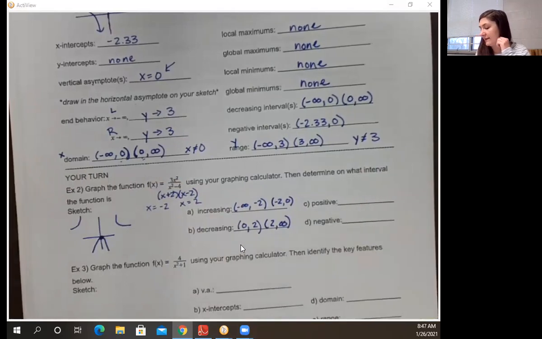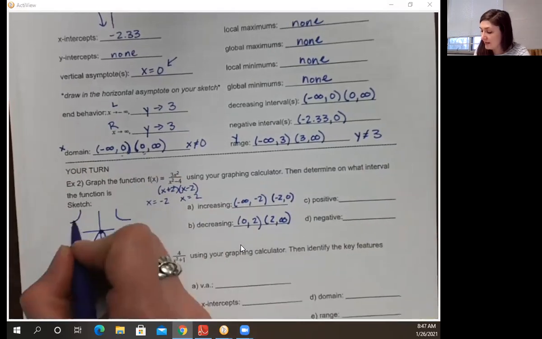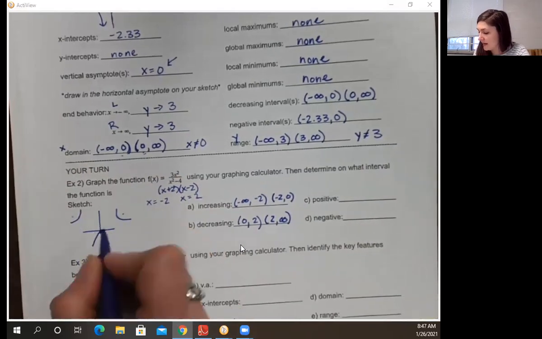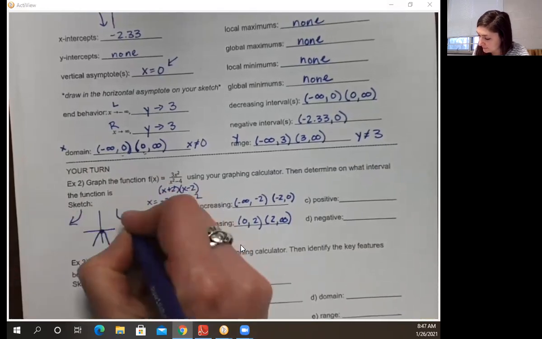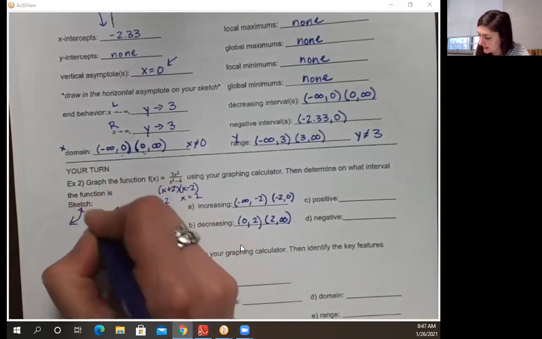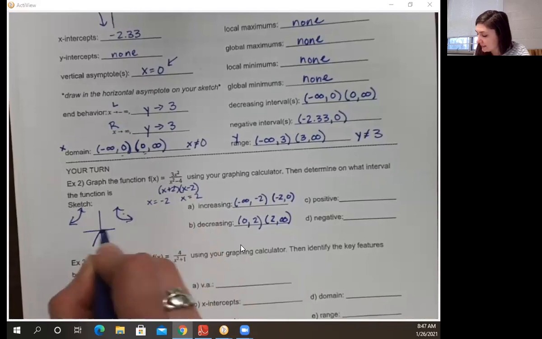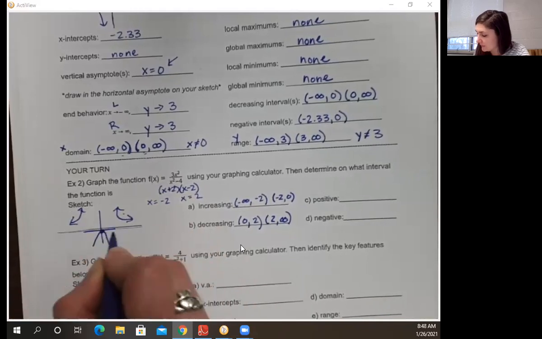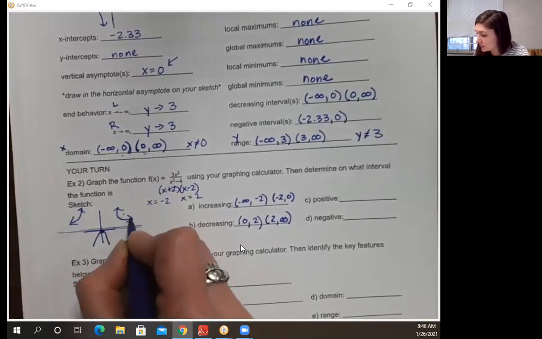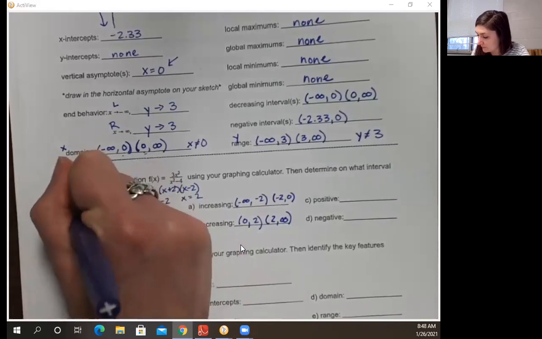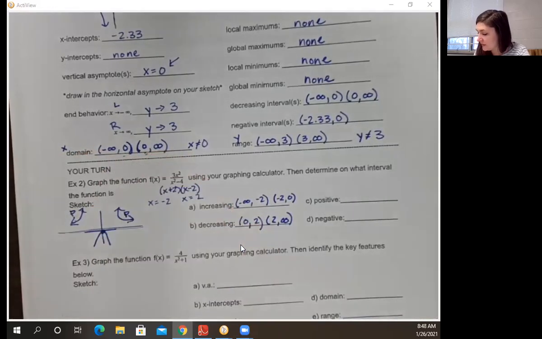And now let's talk about positive and negative. These two pieces of my graph are above the x-axis, right? Above the x-axis. Since we've got a horizontal asymptote here, they're never going to dip below. So these two portions are positive. I'll describe those in just a minute.